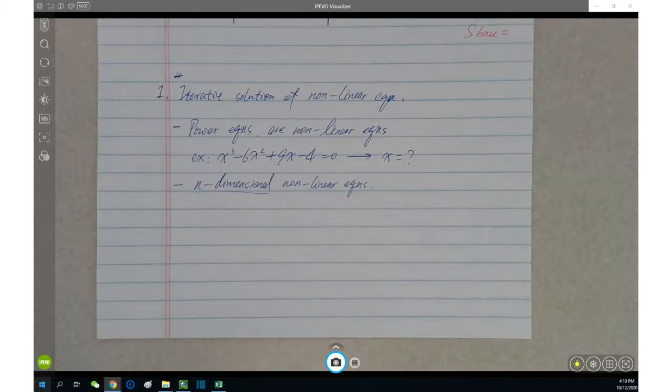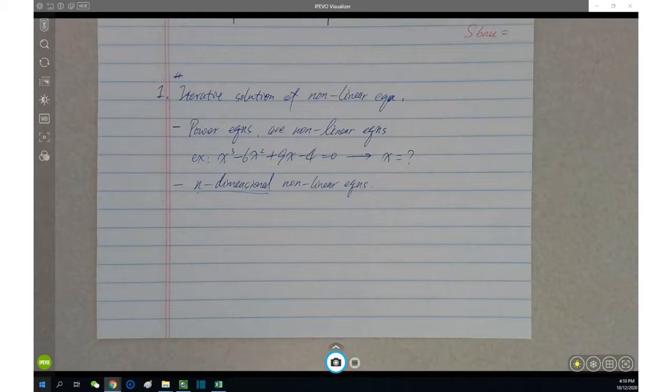It's close, and Sawyer's answer is also close. One dimension, which means what? You have one unknown, one variable x, right? Then how can you tell the system is n-dimensional?